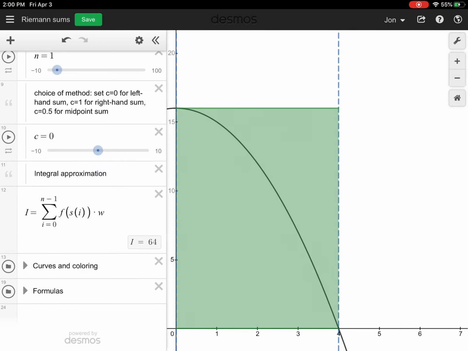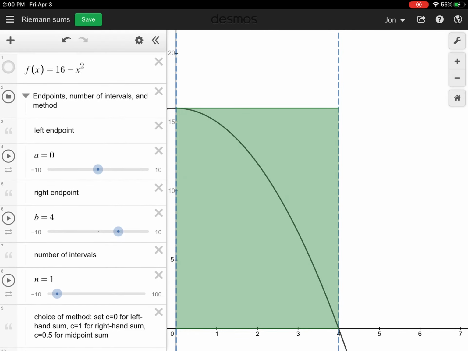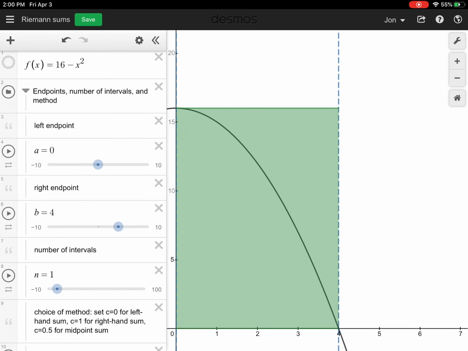Okay? All right, so how many people feel like that's a good estimation? Well, I can't count your hands because I can't see you. But what we're going to do here is we're going to probably say no. No, that's definitely not. We've got all that green area above the curve that's not really a good approximation. So I'm going to go and change the number of rectangles.